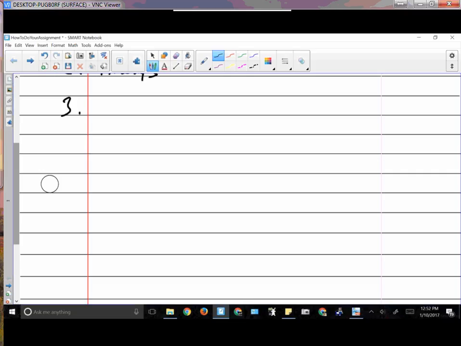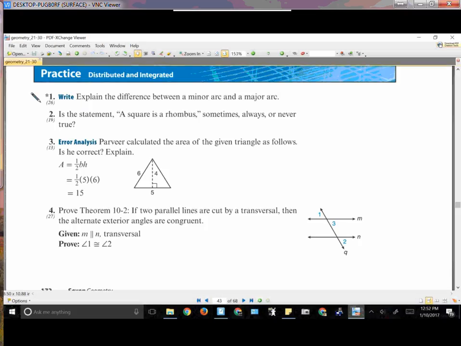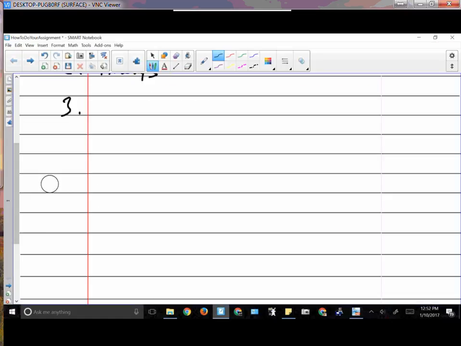Let's see. Now it says he calculated the area of the given triangle as follows. Is he correct? Now, I'm not pulling these back up again. I can always go back and take a look at it. But is he correct? Well, I see that it was area is equal to 1/2 base times height. Correct formula. He took 1/2 times 5 times 6. Is 6 the correct number to use? And the answer is no. So, did he do this correctly?